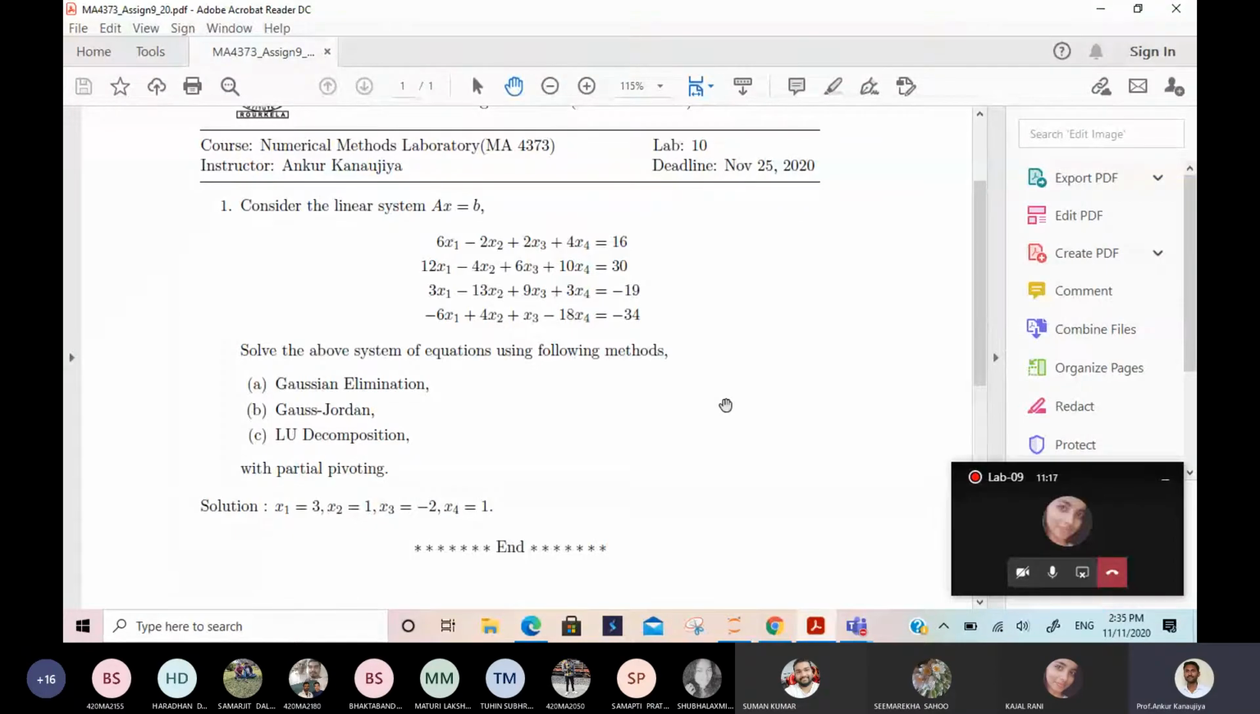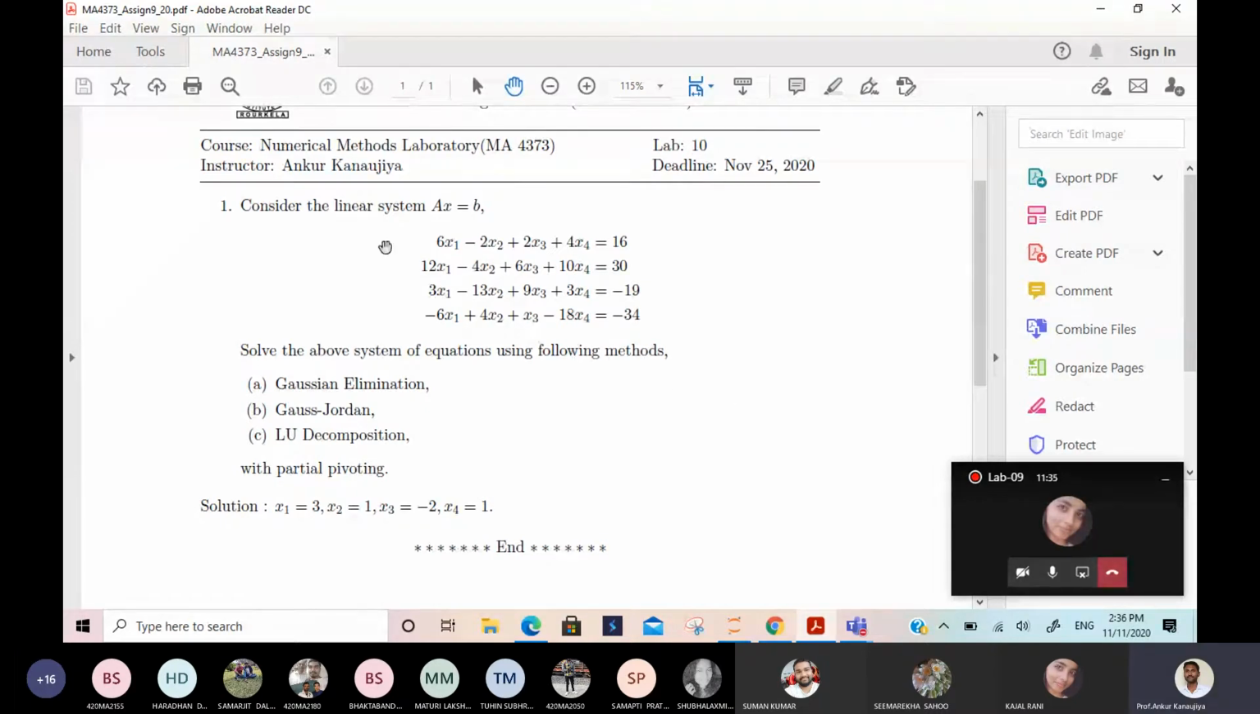So whatever we did in the previous two labs, Gaussian elimination, Gauss-Jordan and LU decomposition, we did till now without pivoting. So today we'll do it with pivoting.